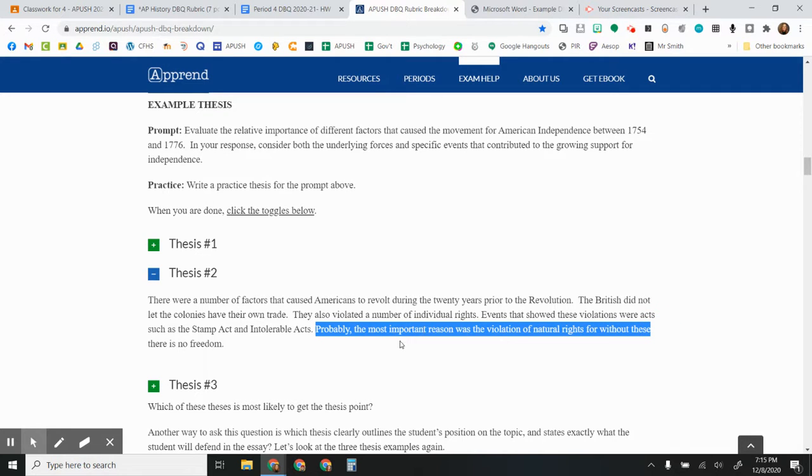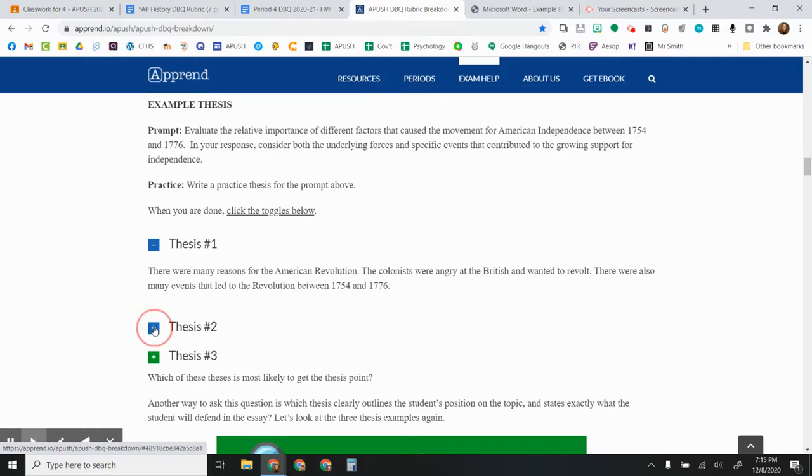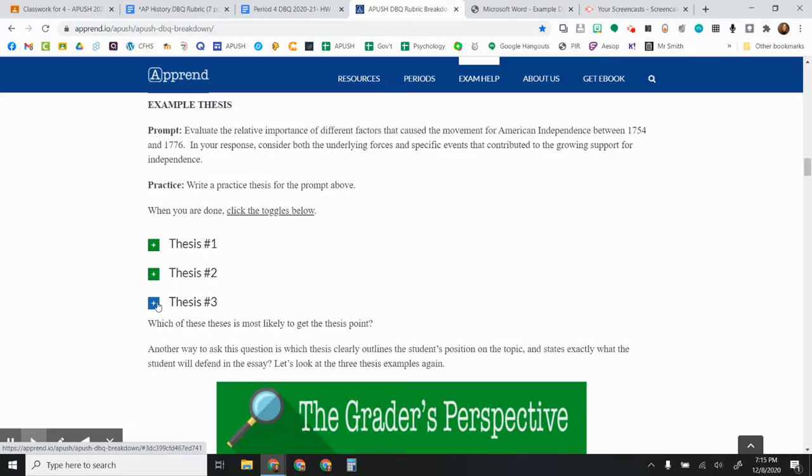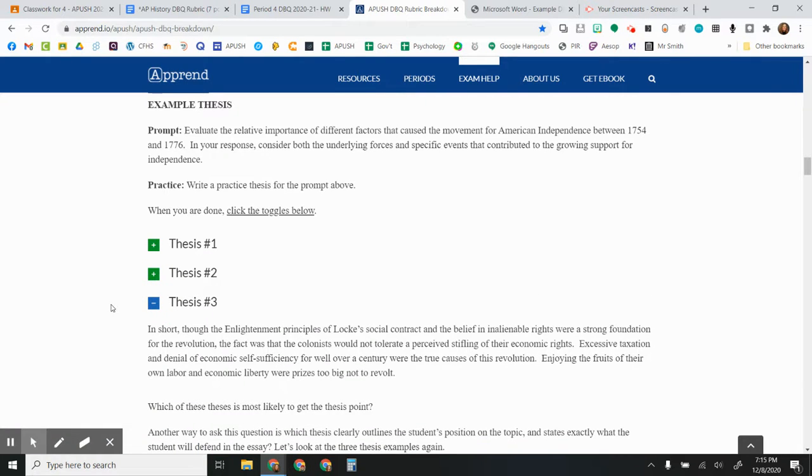So now you see that this person has actively answered the different parts of the prompt. Not very artfully. It's not very sophisticated. But this would get the thesis point. This one would not. But this one would get just barely the thesis point. Now let's see this thesis, which is excellent. In short, though the Enlightenment, and this is always good when you're saying, though this, but this. Those are good techniques to use with thesis statements.